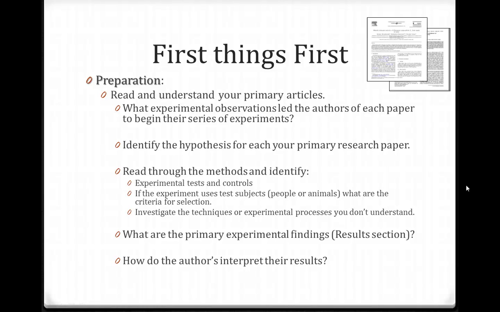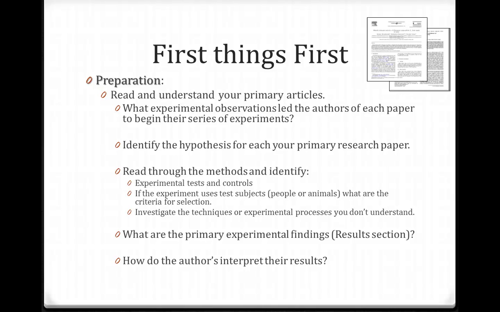First things first, if you're going to write a paper for this course, if you're going to write an outline to help you get organized for writing your paper, the first thing you need to do is select your primary articles and then read them thoroughly. Make sure that you understand what they're talking about. Make sure that you have looked at some of the things that they mention in terms of previous results that led them to start this investigation. What got them on this path?